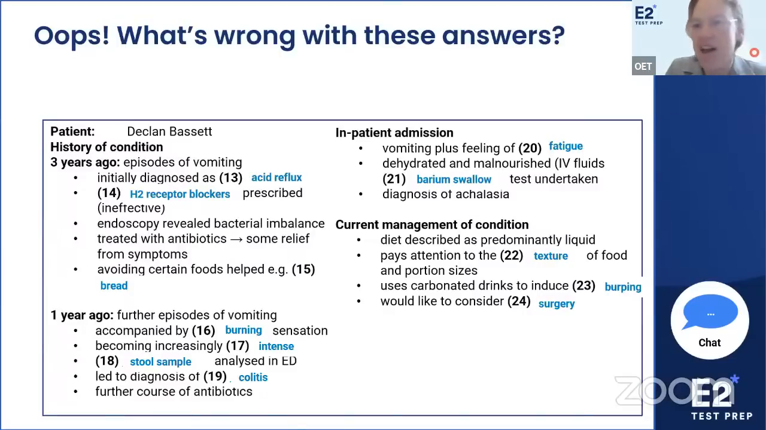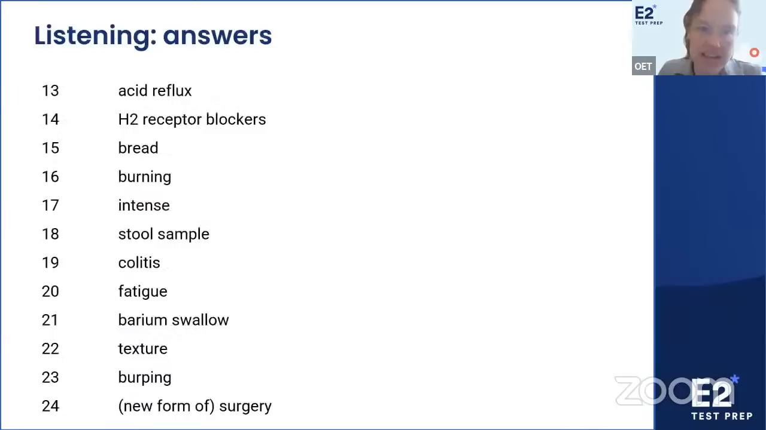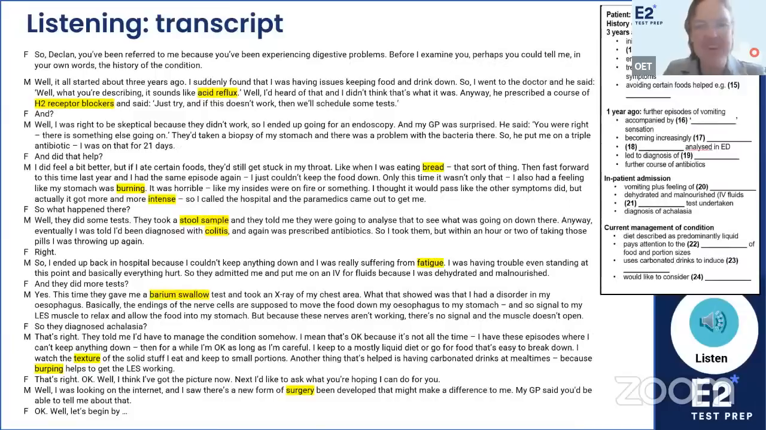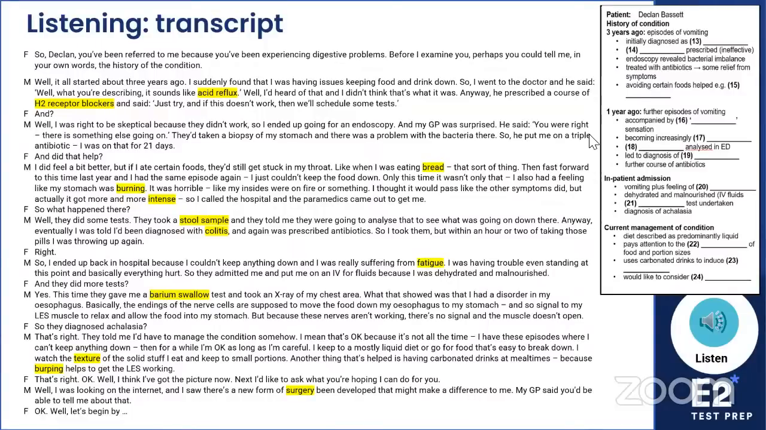So do work on your accuracy as you are practicing. And this is something that we do in our sessions in E2. Here are the answers for you. You can check against the ones you've written down later. And what we'll do now is we'll just listen. And what we can do is look at a transcript. And I'm going to highlight to you where the answers are coming. Okay. Well, let's try it.